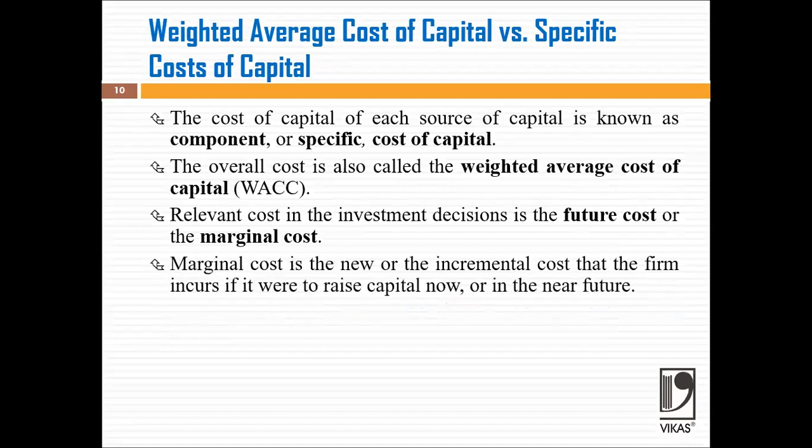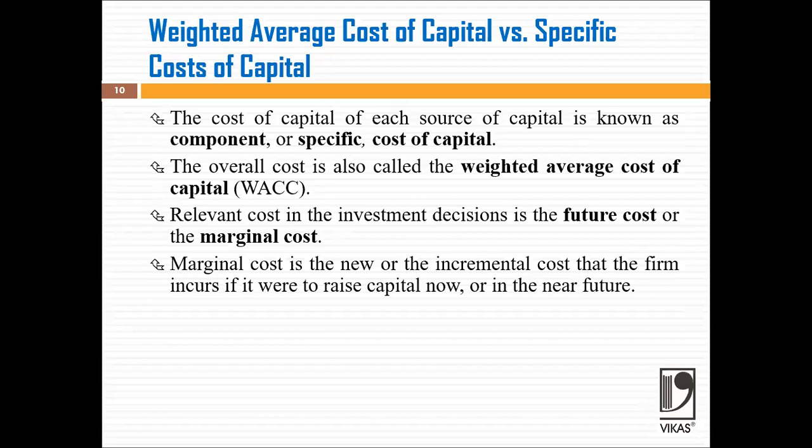Weighted average cost of capital versus specific cost of capital. Simply, weighted average cost of capital is the firm's cost of capital. Specific cost of capital is for the particular project. The cost of capital of each source of capital is known as component or specific cost of capital. The overall cost is also called weighted average cost of capital, WACC.